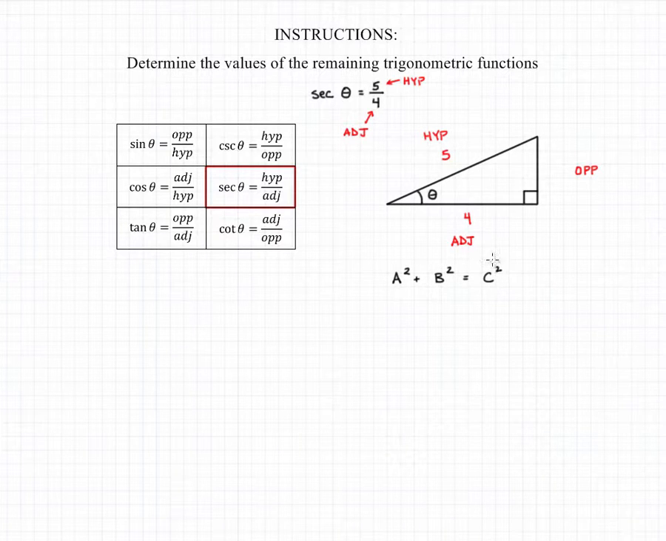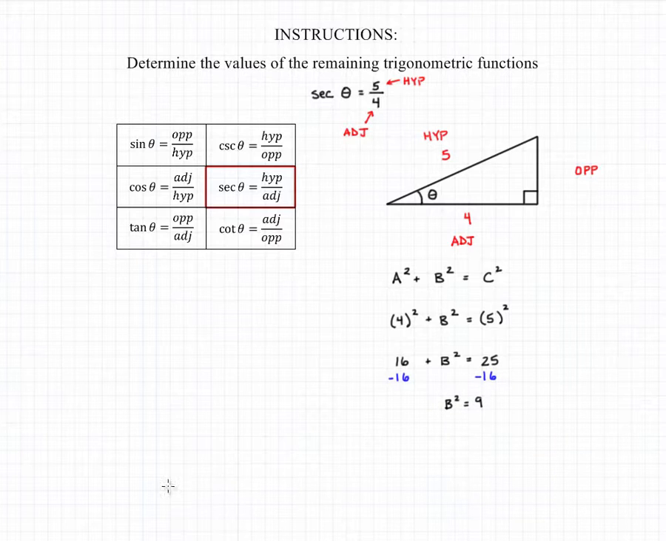must be 5. We can then use Pythagorean theorem to find the opposite side of the triangle. So we can say 4 squared plus b squared, the opposite side, has to equal 5 squared, the hypotenuse. So this will give us 16 plus b squared equals 25, and if we subtract 16 from both sides, we'll end up with b squared equals 9. We can take the square root of both sides of that equation, and assuming that we want the positive value of the square root because it's a length, we end up with the opposite side equaling 3.